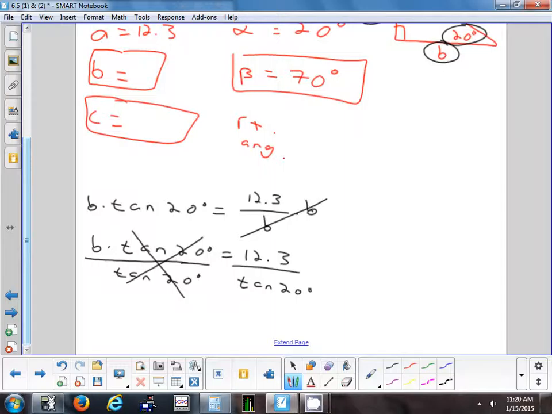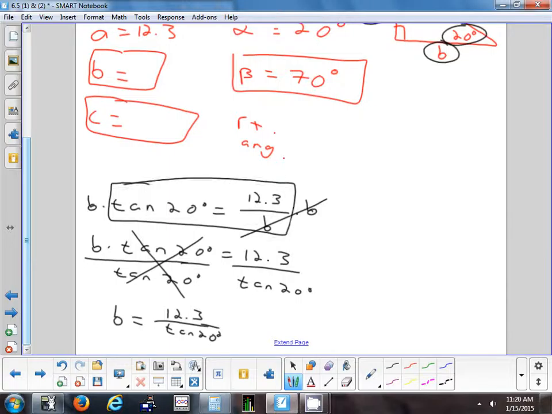Now if you look at what we had originally and what I have as the final answer, look at what we did. This was the original problem. All that happened is the b and the tangent of 20 switched places. So if you had a problem like 5 equals 3 over x, the answer is x equals 3/5. All you have to do is switch what's in the denominator and what's on the other side.